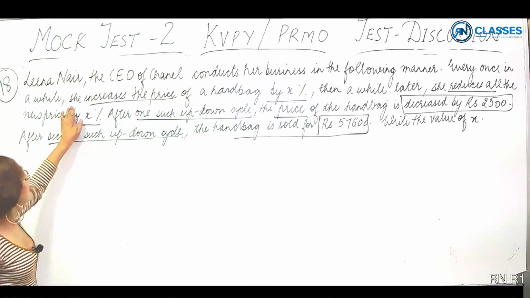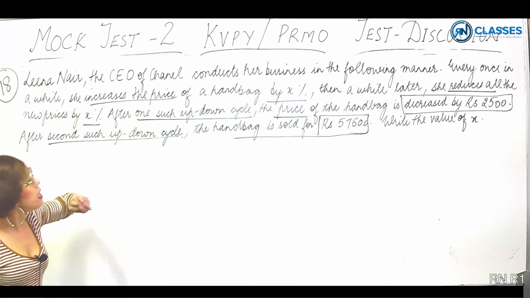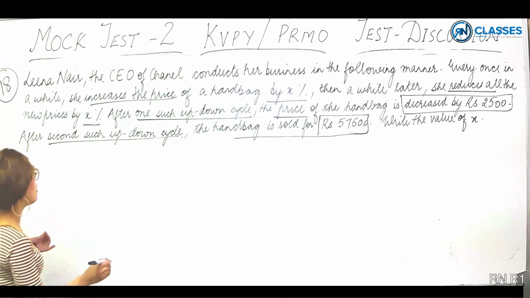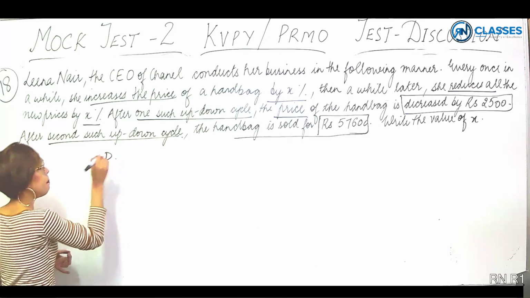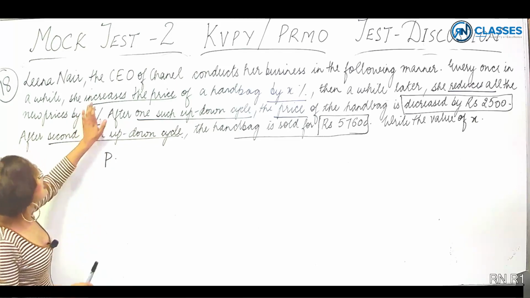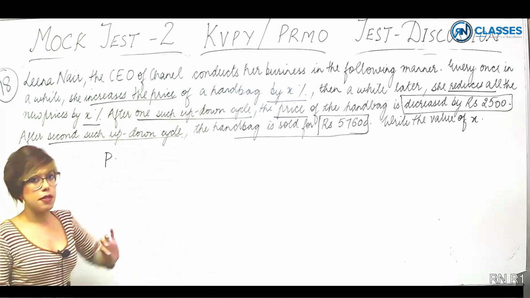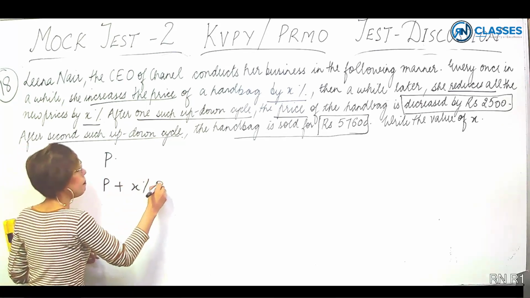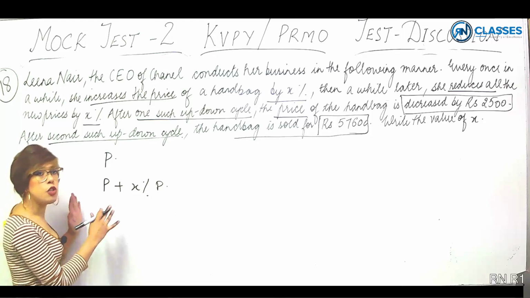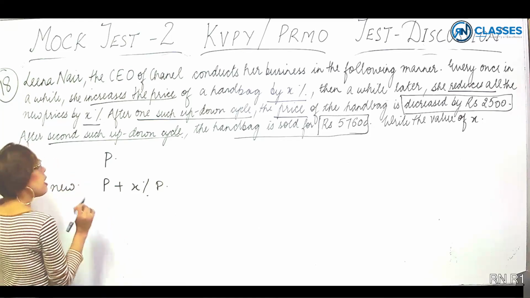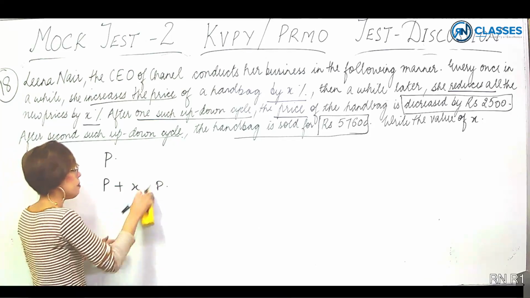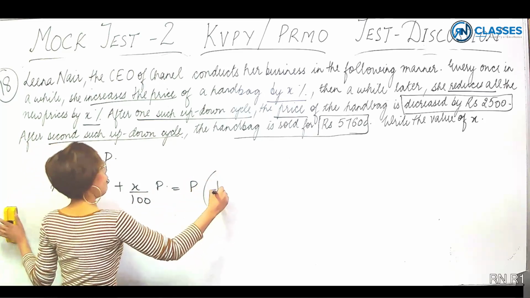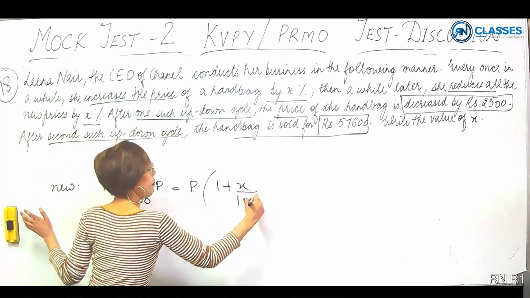Now what she does, she increases the price of her handbag by X%. So obviously I have no idea what the price of the handbag is. So let me suppose my price of the handbag to be P, rupees P. Now she increases the price by X%. So that means P plus X% of P. This is the new price. Now X% means X by 100. Now I can take P common, so I get P into 1 plus X by 100.